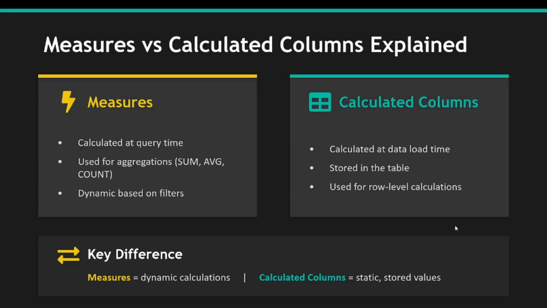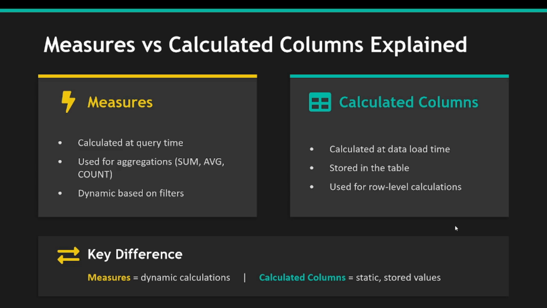Let's start with measures. A measure in Power BI is a dynamic calculation that is computed at query time, meaning the calculation only happens at the moment a visual is rendered or a filter is applied on the report canvas. Measures are not stored as a physical column in your data table. Instead, they exist as a formula that Power BI evaluates on the fly based on the current filter context, that is, the slicers, filters, and visual interactions that are active at any given moment. This makes measures incredibly flexible and powerful.